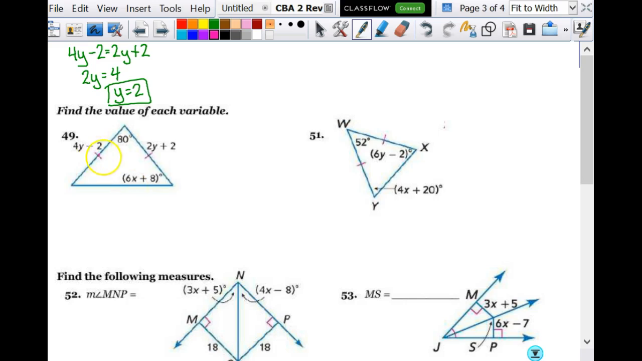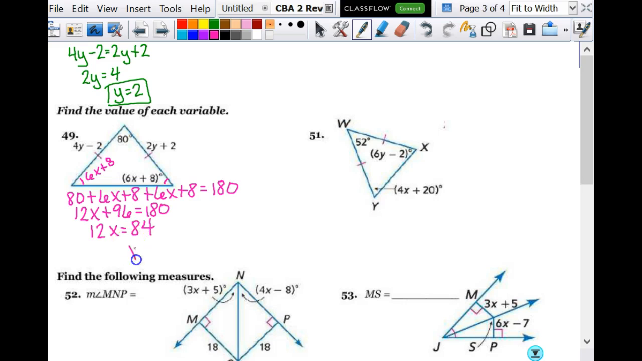There's already an x in the problem. But since these sides are congruent, I know that these angles are congruent, so this is also 6x plus 8. So these three angles add to give me 180. So I know that 80 plus 6x plus 8 plus 6x plus 8 equals 180. That gives me 12x, then 8 and 8 is 16, and 80 is 96. That's equal to 180. So 12x equals 84, and x equals 7.